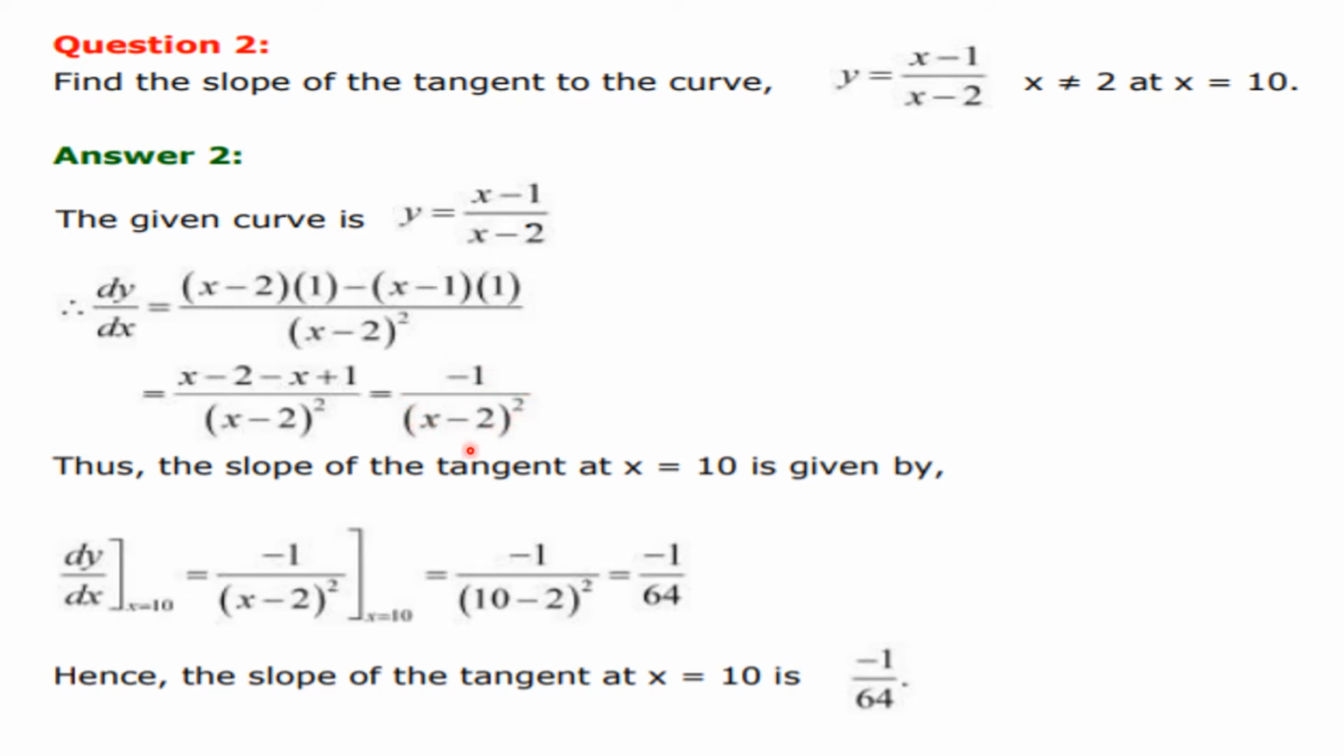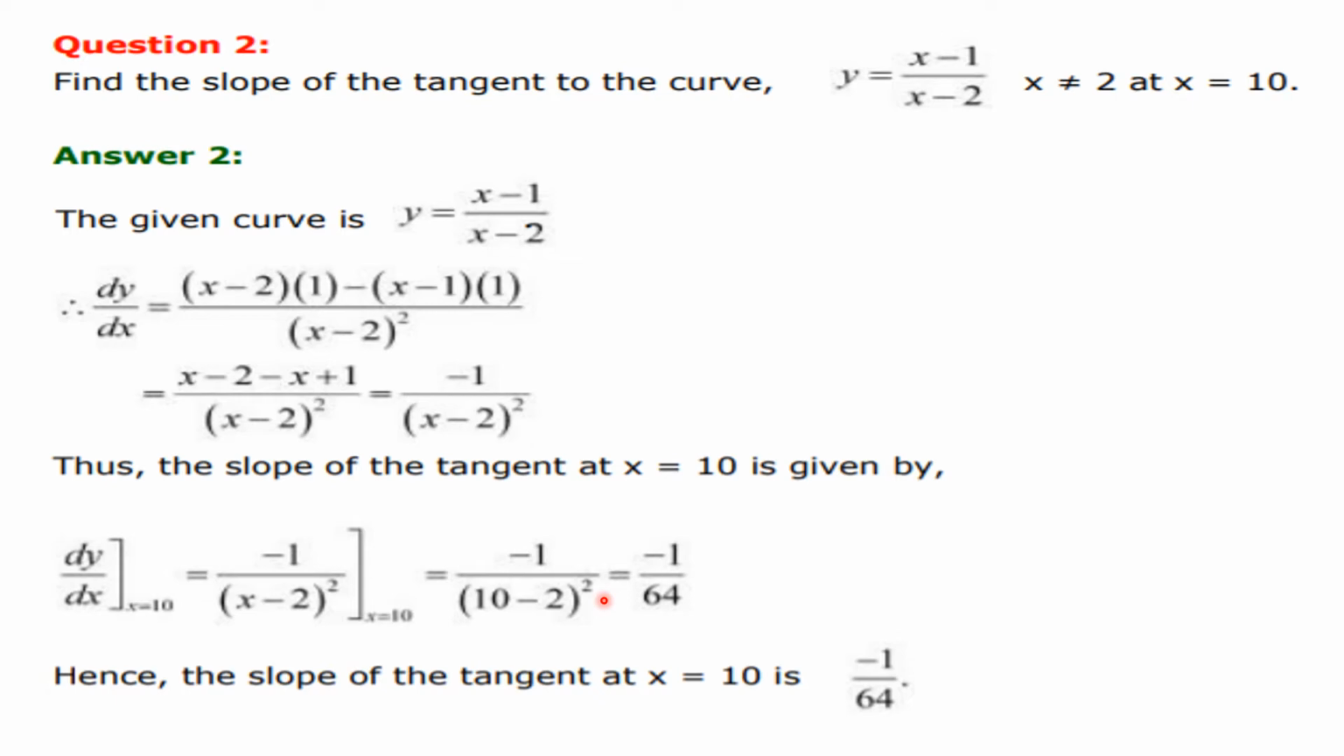So in this result, we substitute x is equal to 10. Understood, my children? Right. So minus 1 by x minus 2 whole square at x is equal to 10 means we have to substitute x is equal to 10 in this result. Understood this step, my children? Right. Is equal to minus 1 by, what is x value here? 10 minus 2 whole square. Understood this step, my children? We just substituted the value of x, that is x is equal to 10. Then we get this step.